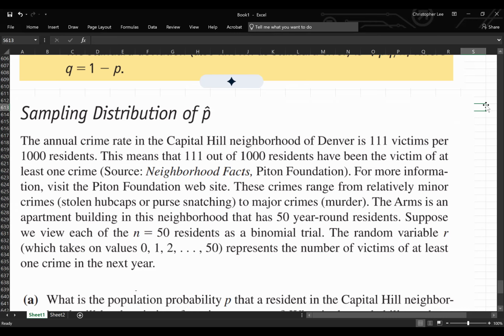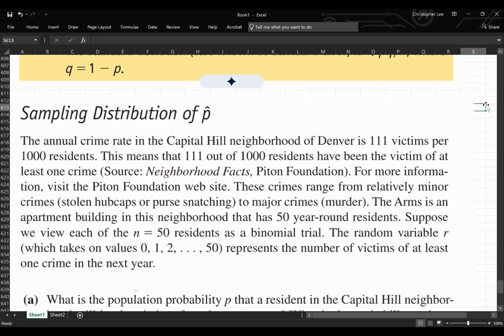So this means that 111 out of 1,000 residents have been the victim of at least one crime. That's where you can look it up. For more information, visit the website. These crimes range from relatively minor crimes, stolen hubcaps, purse snatching, all the way to major crimes like murder.